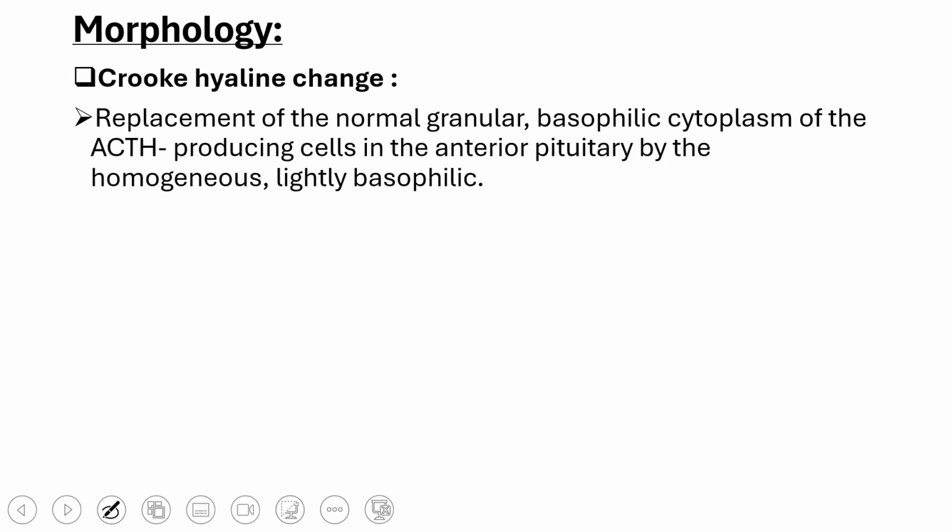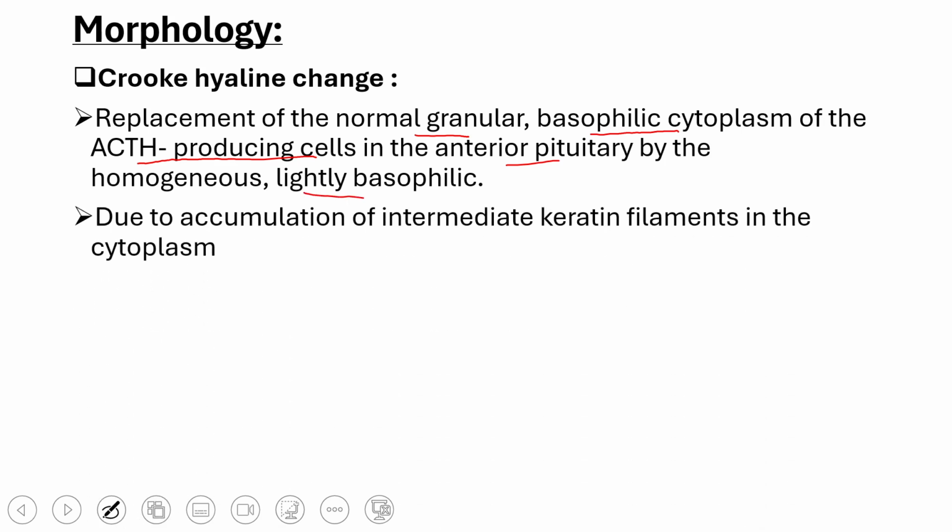Now we see the morphology of Cushing syndrome. First, we will see the Crooke hyaline changes, where the normal granular basophilic cytoplasm of the ACTH producing cells, that is the corticotroph cells in the anterior pituitary, has been replaced by homogeneous lightly basophilic cytoplasm. This is due to the accumulation of intermediate keratin filaments in the cytoplasm. Due to this accumulation, the basophilic cytoplasm becomes lightly basophilic.